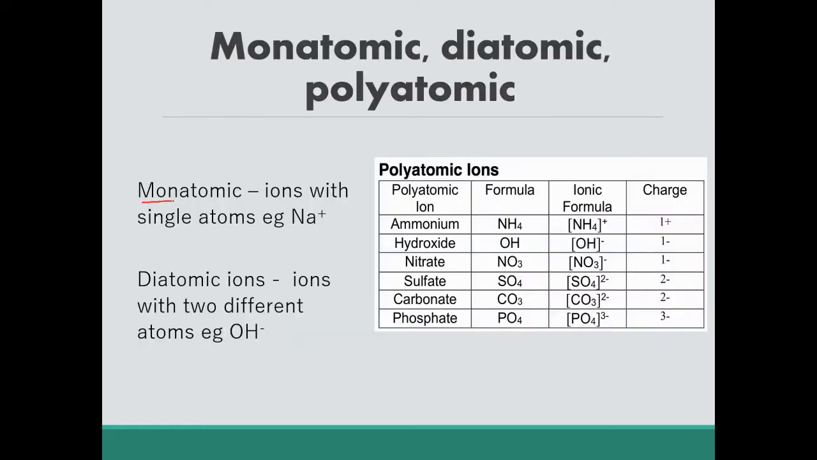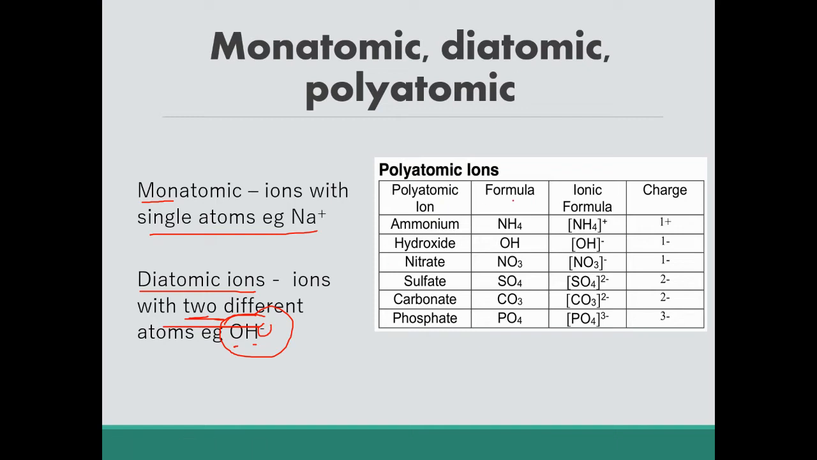Monatomic, mon just means one. So these are ions with single atoms, like sodium. Di means two. So diatomic ions have two different atoms, like hydroxide, which is a combination of oxygen atoms and hydrogen atoms, and overall it's got a charge of -1.